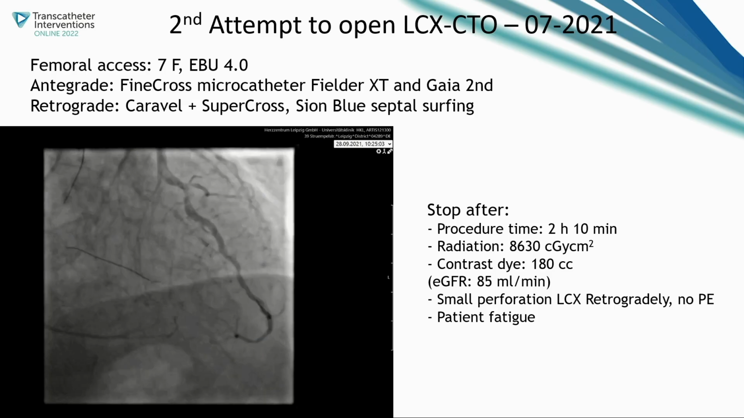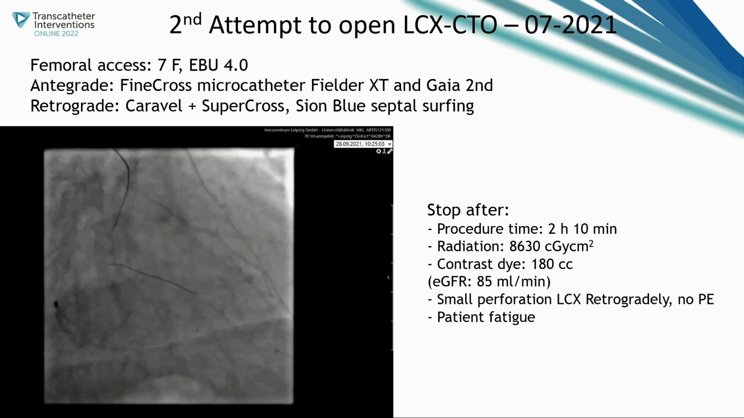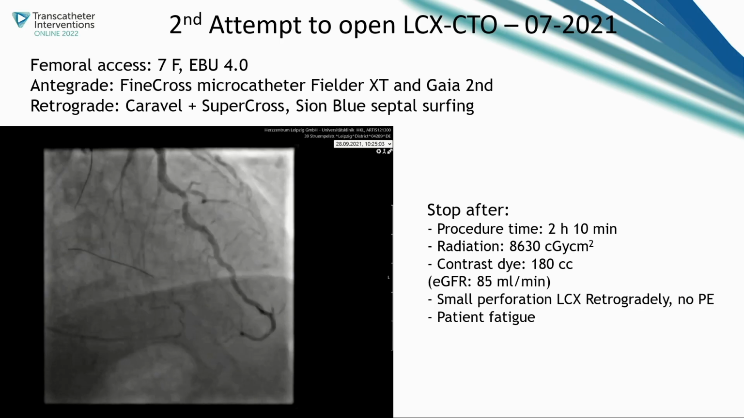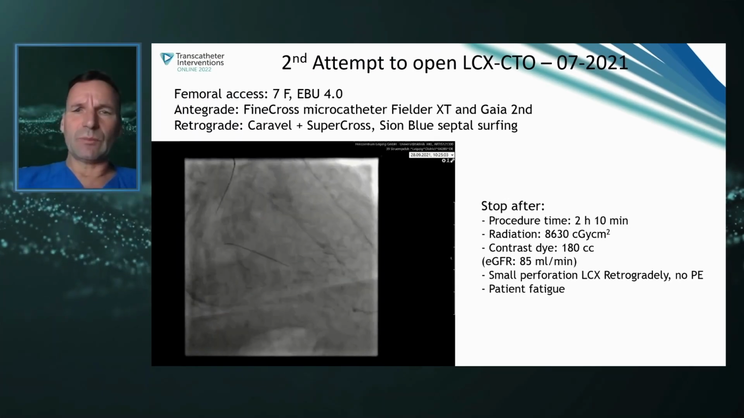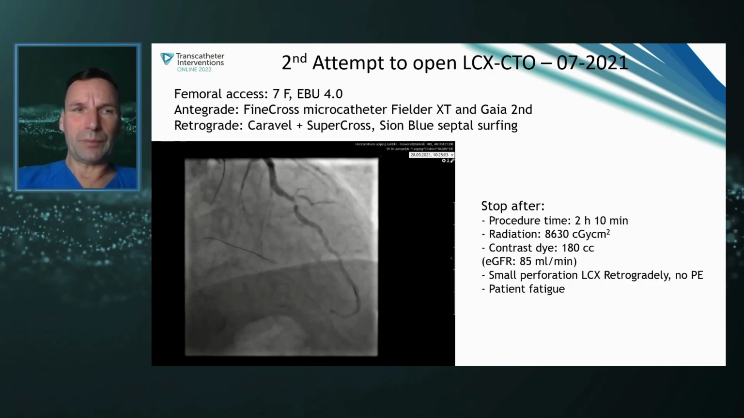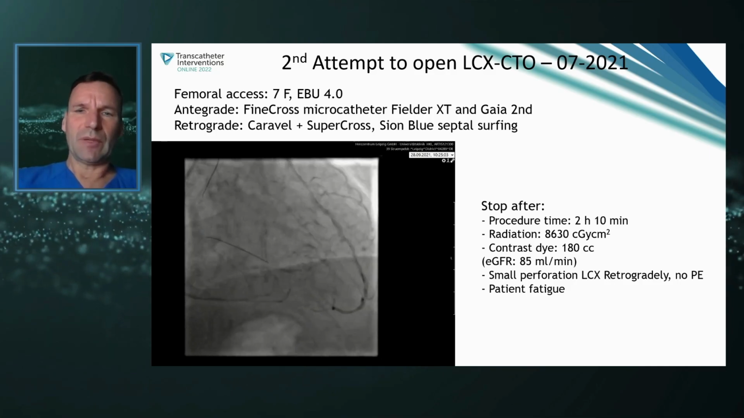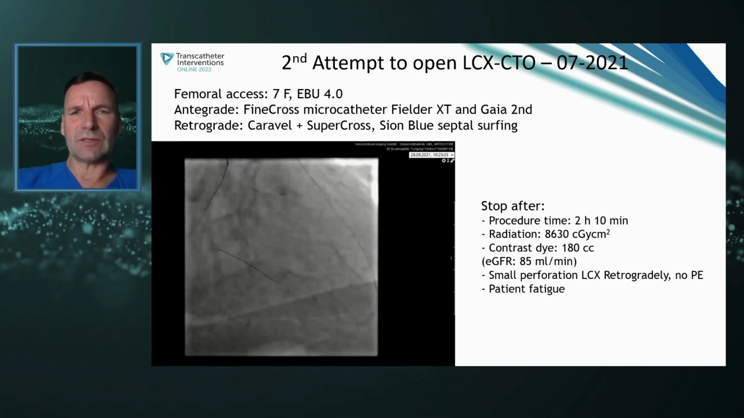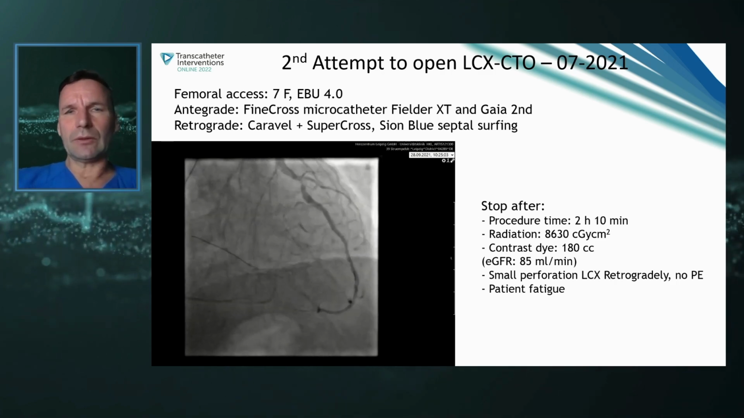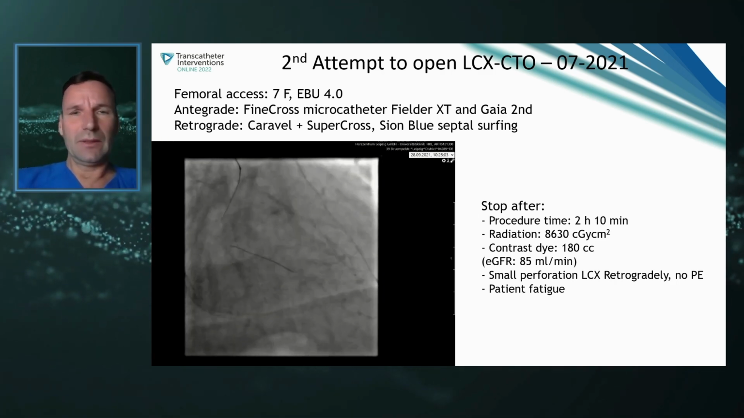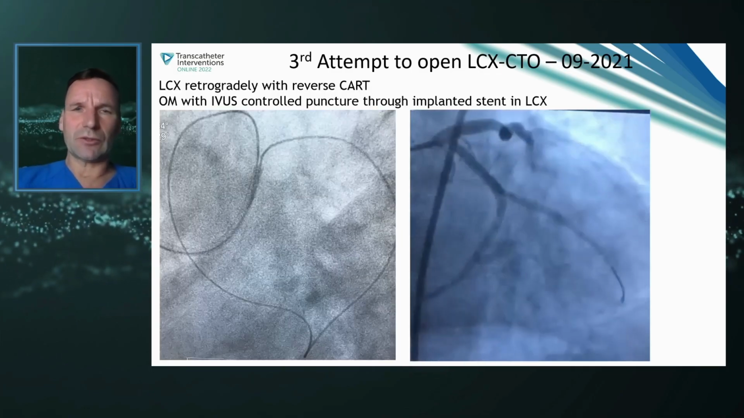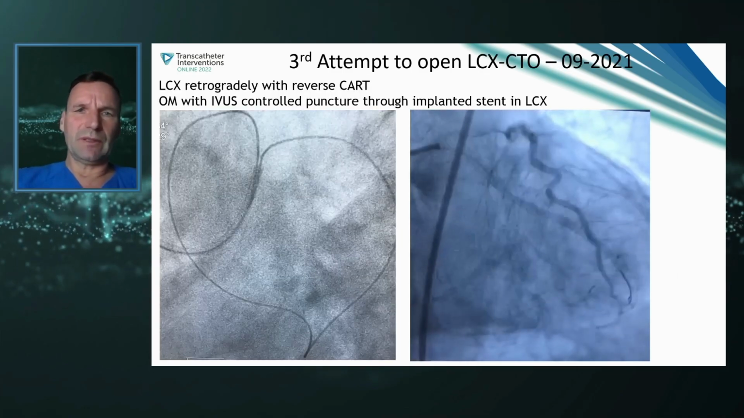And we stopped after a procedure time of 2 hours and 10 minutes. Radiation once again relatively high, and this time contrast dye was a little bit less. We had a small perforation at the left circumflex retrogradely, no pericardial effusion, but the patient also had some fatigue, and that's the reason why we decided to stop once again. And we talked to the patient and said, okay, we will be able to do it, but we need another try. And this is what we did.